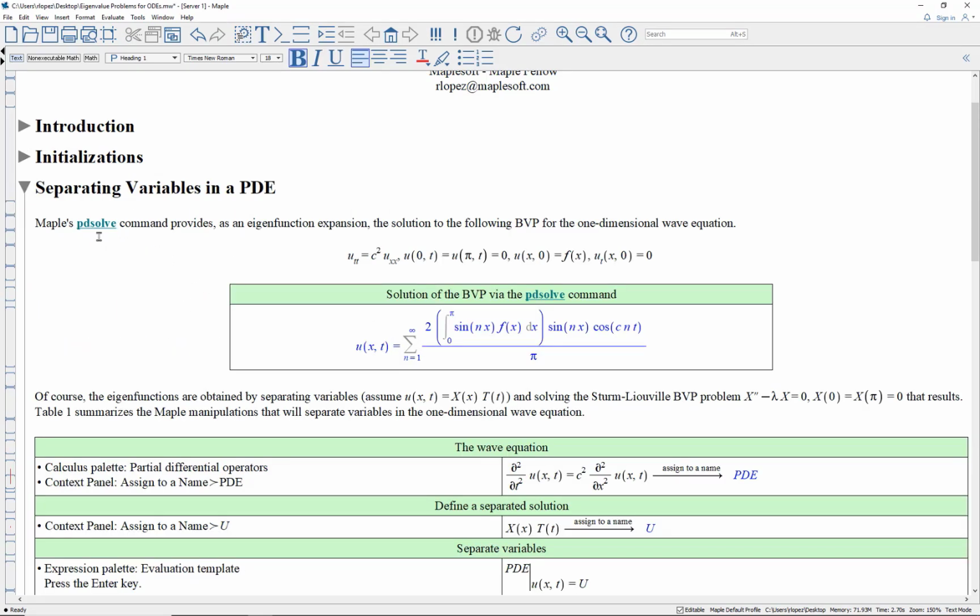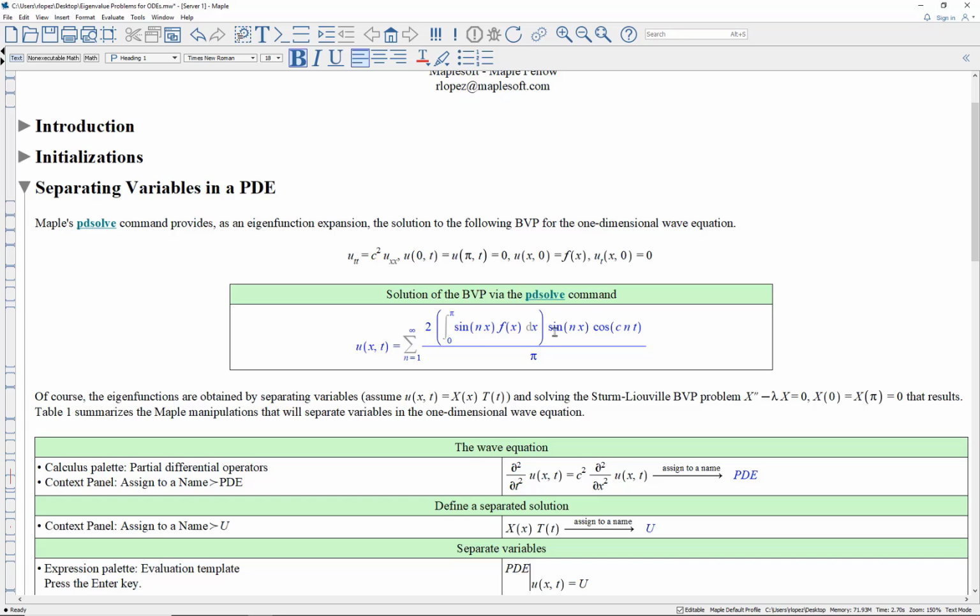The dsolve command applied to this wave equation, constant out front, simple boundary conditions, endpoints fixed on a finite piece of string, initial distribution of the displacements, no initial velocity imparted. The dsolve command produces this solution. It computes the eigenvalues and it computes the eigenfunctions, and it writes down what the Fourier coefficients look like. It does that for a partial differential equation.